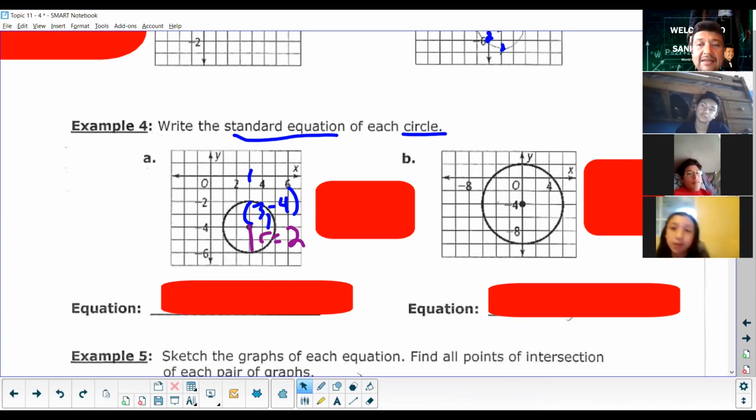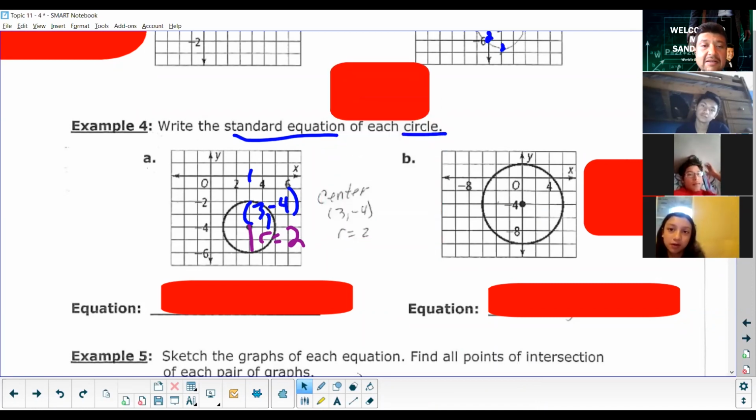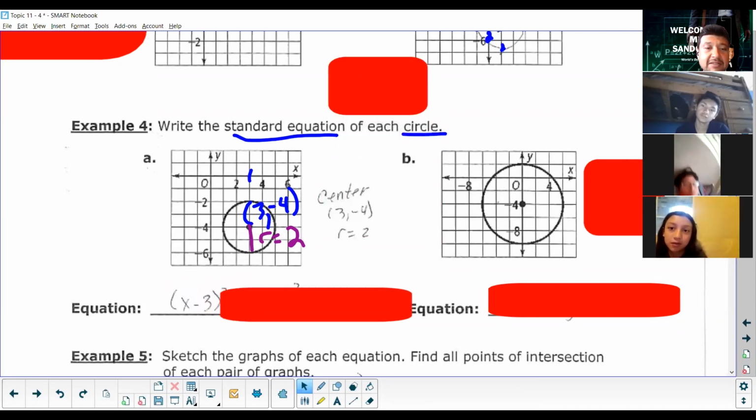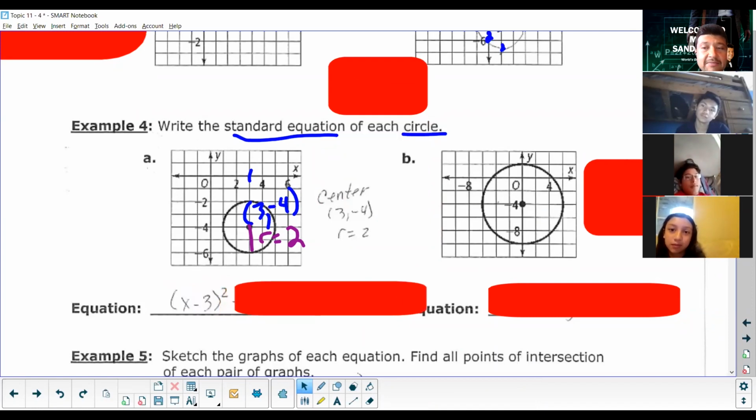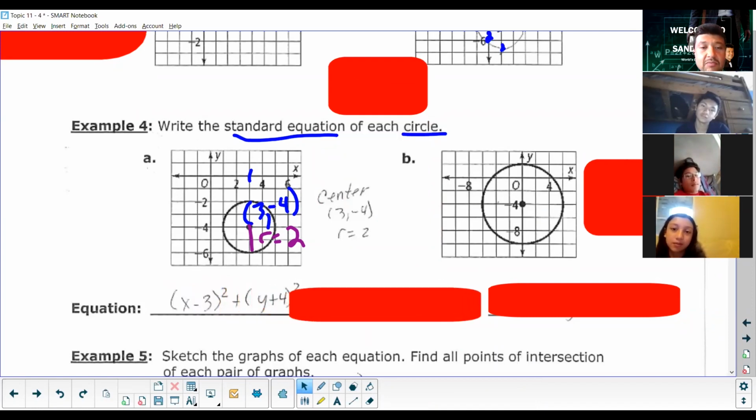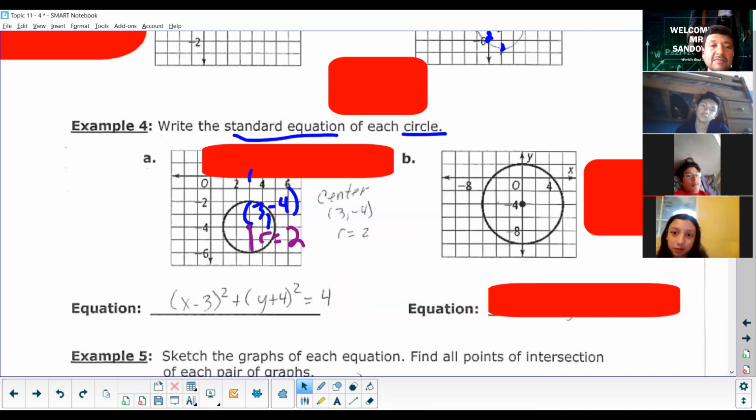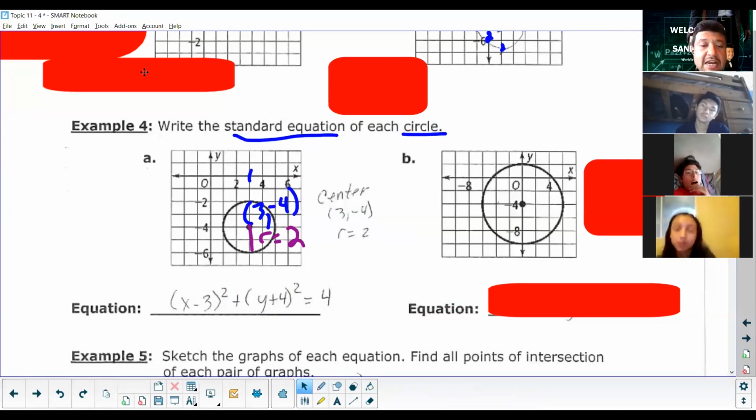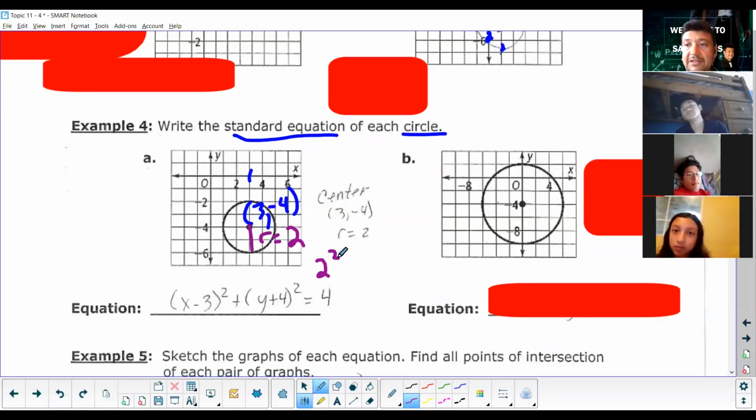x plus 3, good. y minus 4. Yes, x minus 3, y plus 4. And then what is the radius going to look like? Equals 4, because remember, you would take the radius and square it, and that's how you would get that result. All right, good. Okay, Marcus, why don't you lead us through the next one?